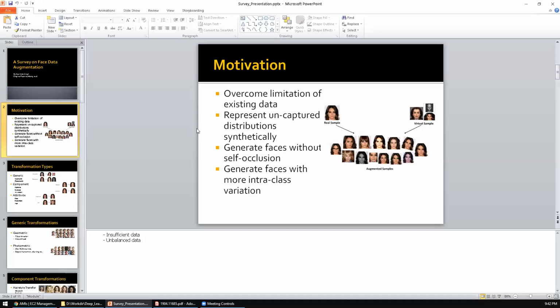So how do you get around that and still get to a higher degree of certainty that it is the same person that you're concerned with? And lastly, to generate faces with more intra-class variation. So the same person has a higher category of data associated to their name.